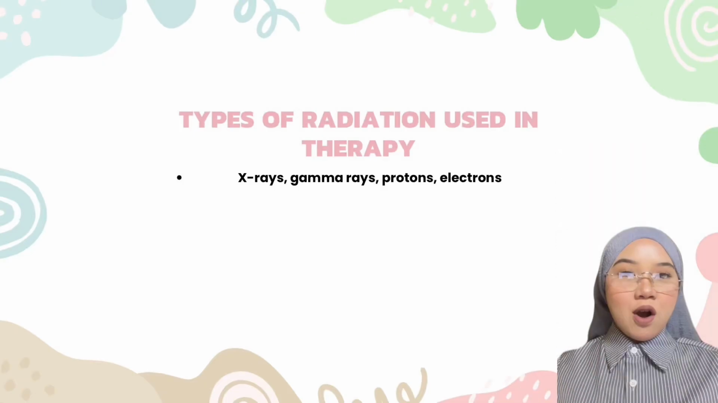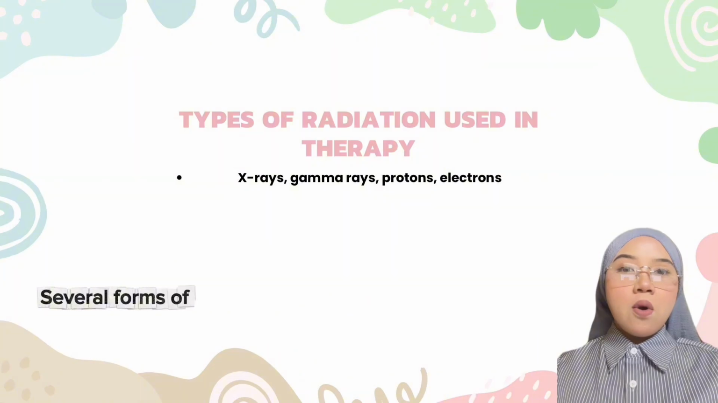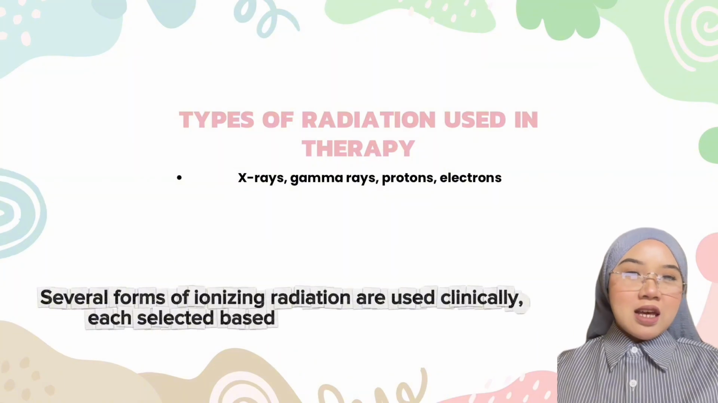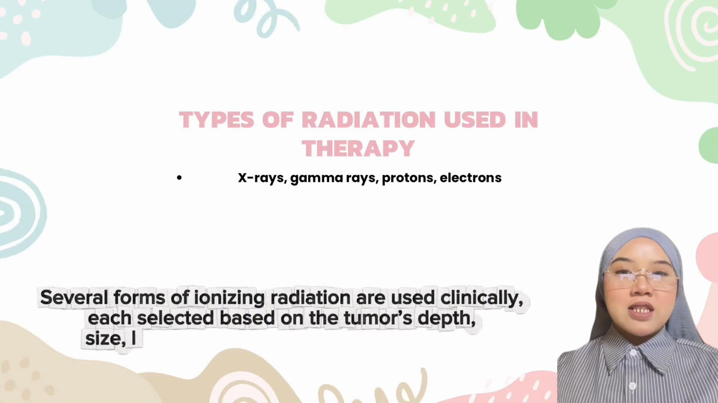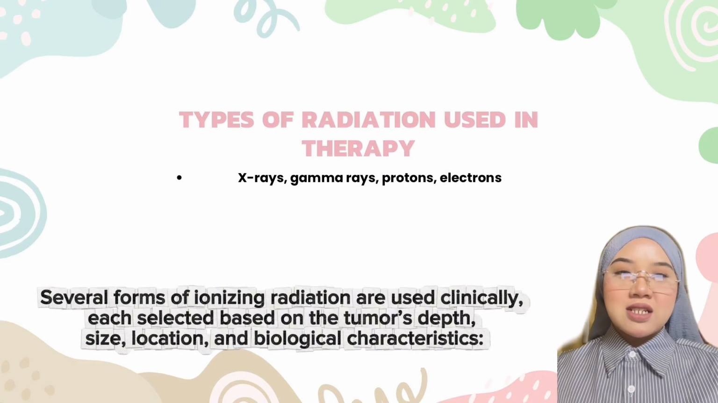Next, types of radiation used in therapy. Several forms of ionizing radiation are used clinically, each selected based on the tumor's type, size, location, and biological characteristics.